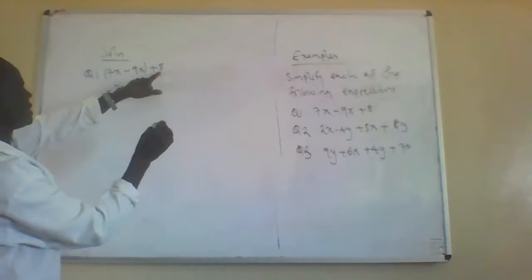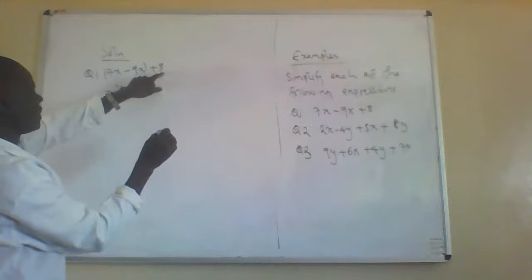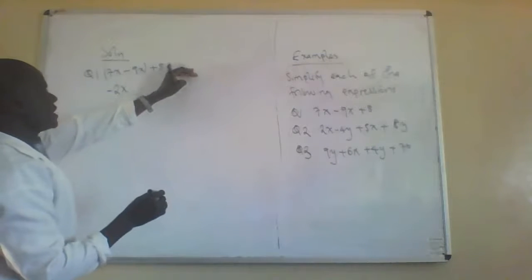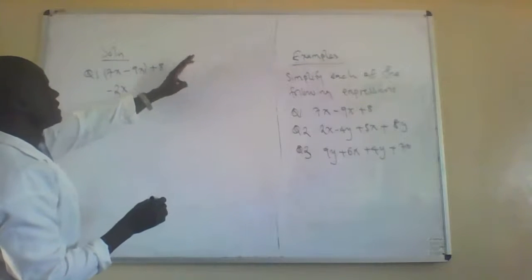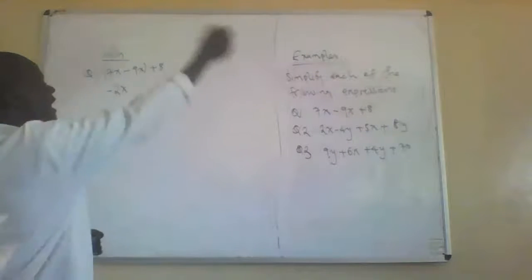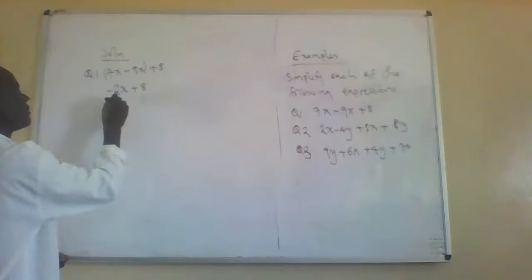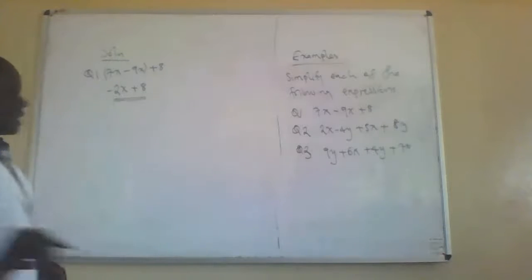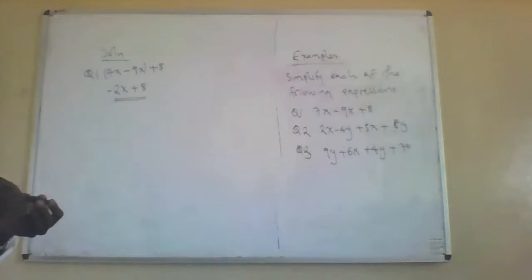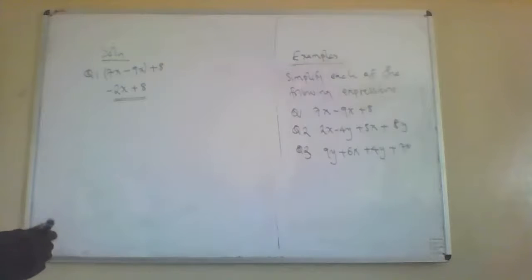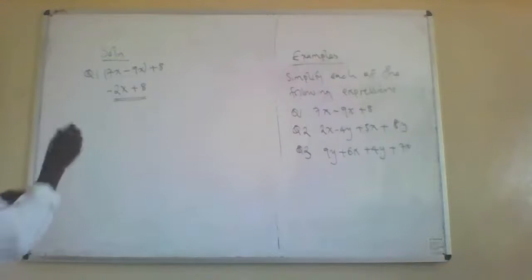But if you look at this term here, which is 8, which is a constant, it does not have any other term that it is likened unto. So therefore, we're not going to add it to any number. Therefore, the answer becomes negative 2x plus 8. We go to question number 2.